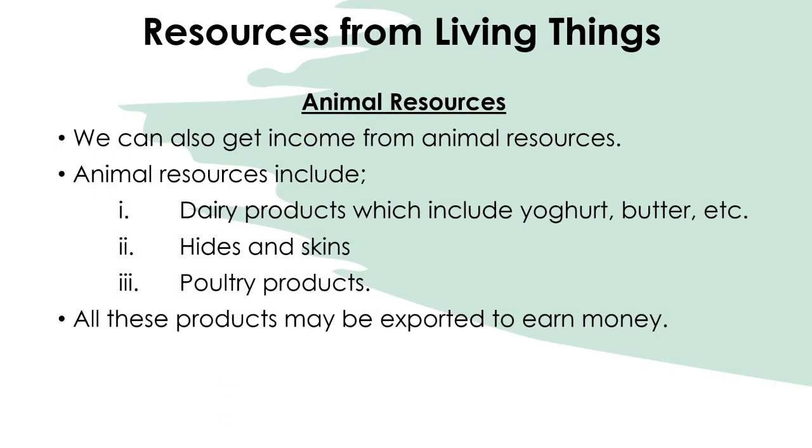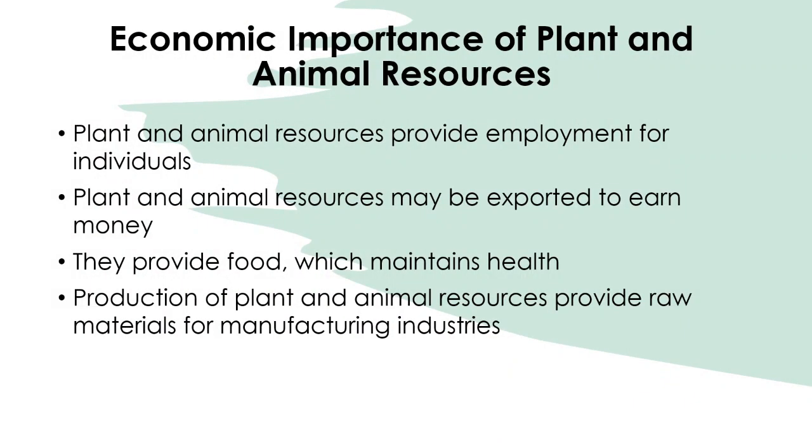Animal resources. We can get income from animal resources. They include yogurt, butter, hide and skin, used for making bags, used for making shoes, poultry products. All these products may be exported to what? Earn money. You can sell them to earn money. Economic importance of plant and animal resources.